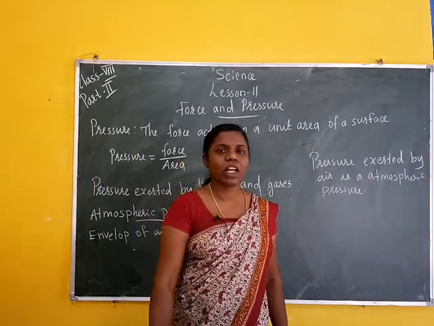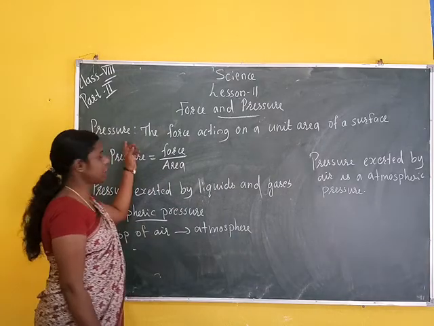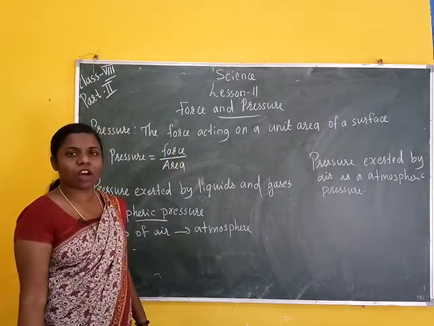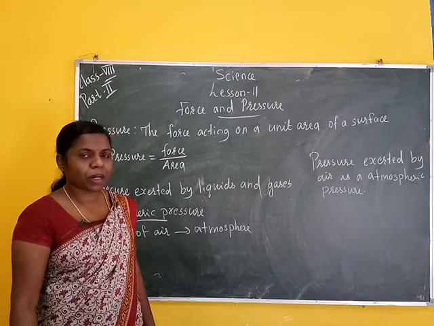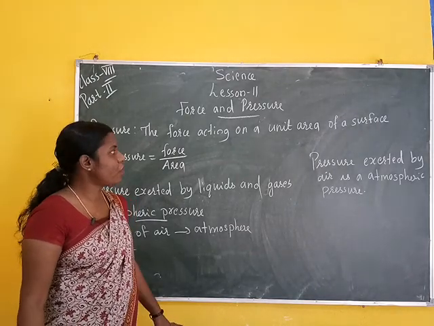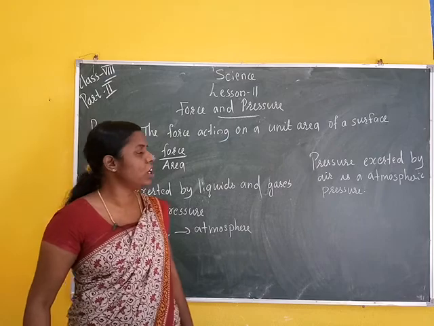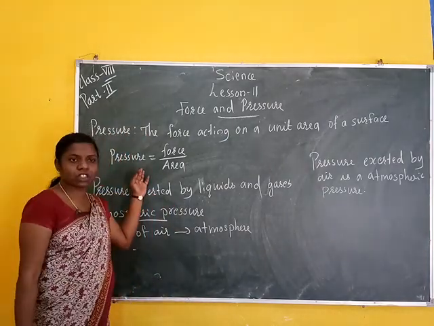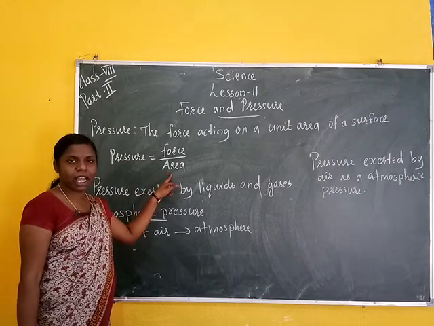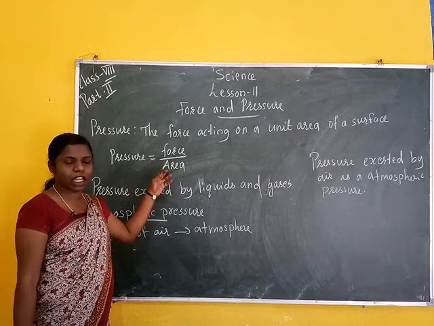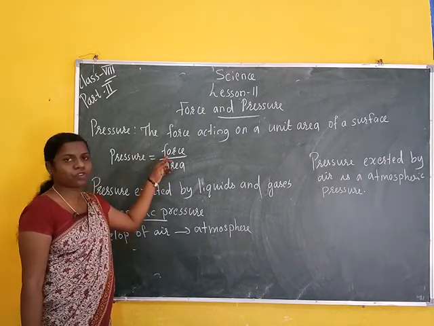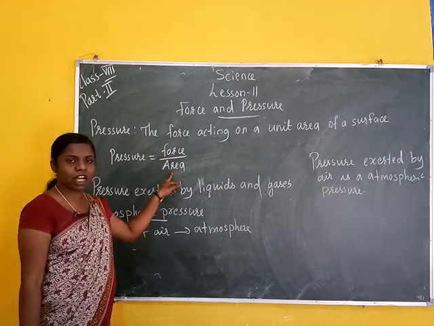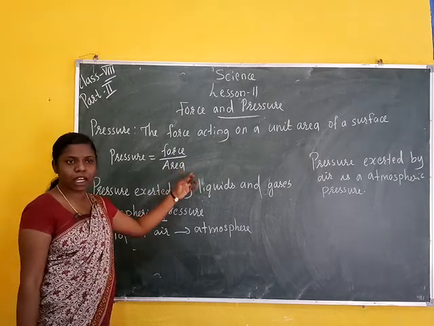Children, now let us study pressure. What is pressure? The force acting on a unit area of a surface is called pressure. Then how to calculate pressure? Pressure is equal to force by area. How to calculate force? Force is area into pressure. And how to calculate area? Area is equal to force by pressure.